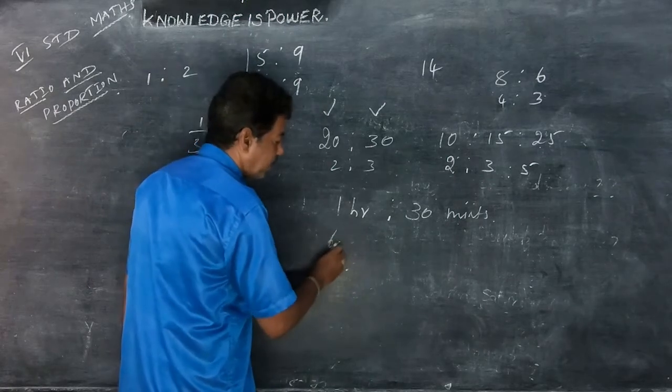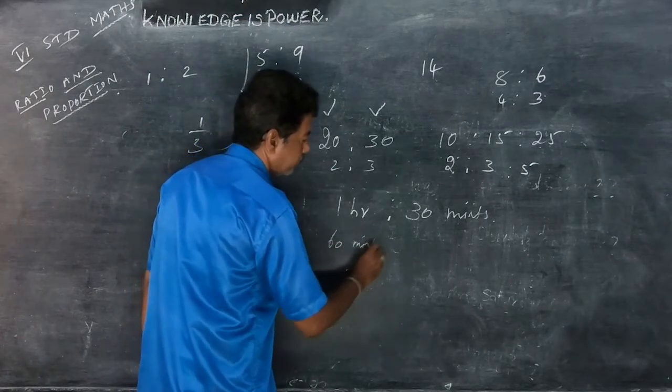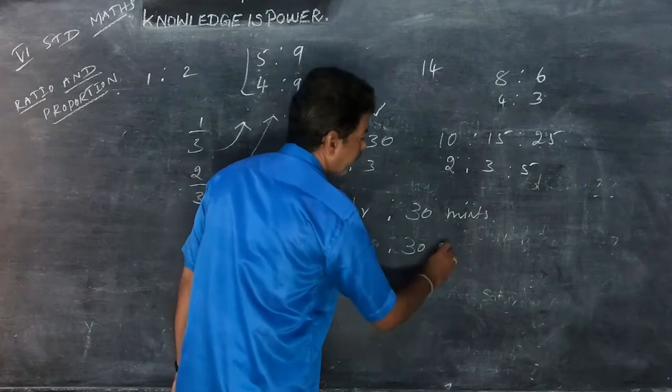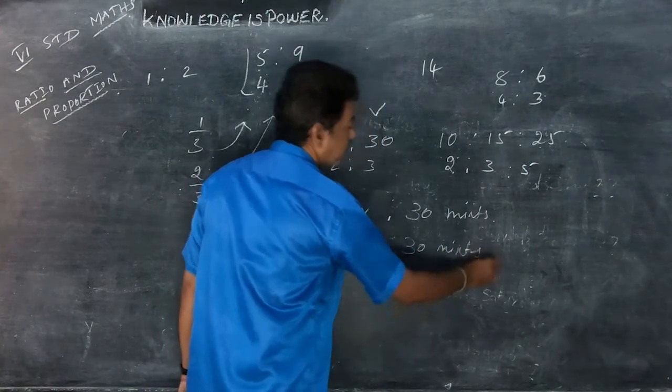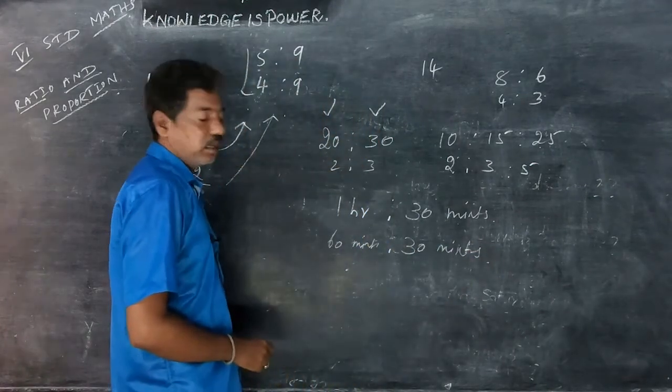Suppose I am writing 60 minutes. Here it will be 30 minutes. 60 minutes and 30 minutes.